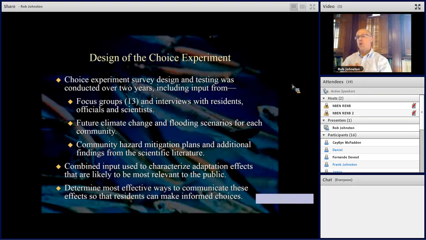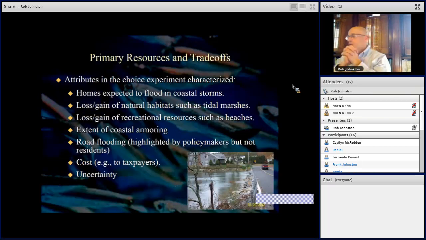So it takes quite a bit of work. So that's what all goes into it. The initial focus groups, the initial research we did in those communities, identified a set of things that were the key losses and gains that people really cared about, right? At least initially, right? So things like homes that you would expect to flood in a coastal storm of a certain intensity.